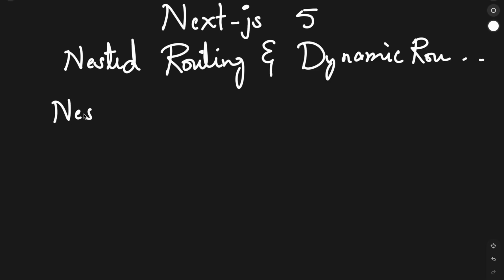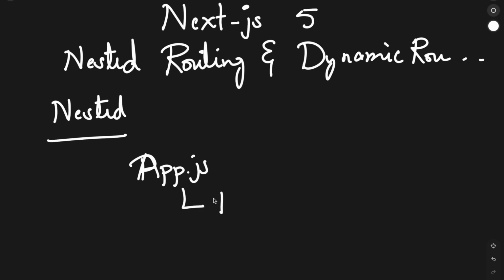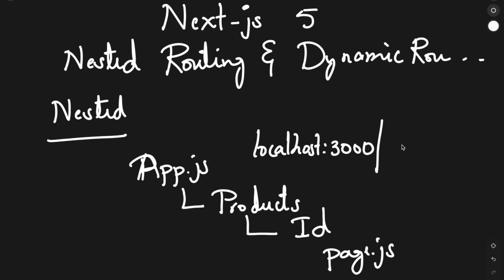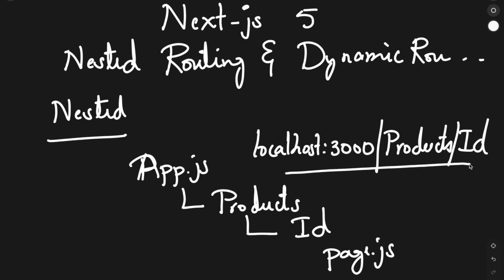In nested routing, we add more parameters into the route. For example, in the Next.js project, we have an app folder, and if we create a products folder inside the app and an ID folder inside products, then the route to access the page.js will be localhost:3000/products/id. So you're creating more parameters inside a route using nested routing.